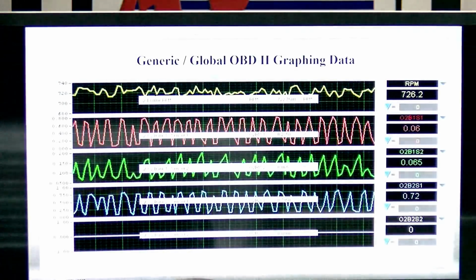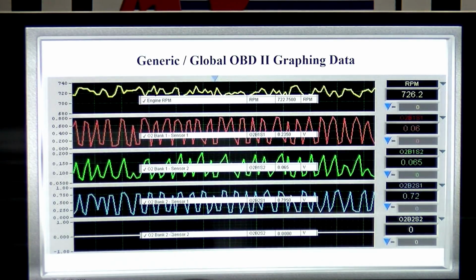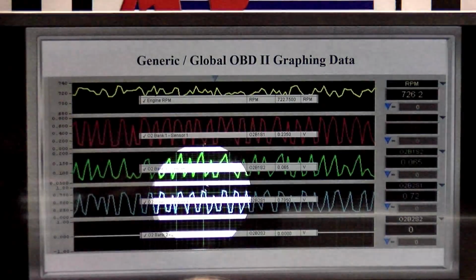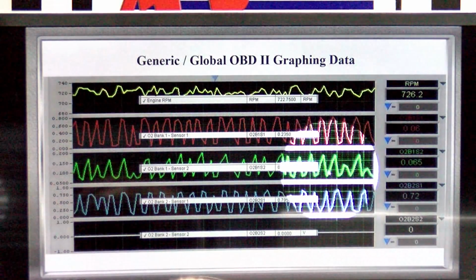And how about bank 2, sensor 2? It looks like a flat line. Now looking at that right away, you should tell me this is going to give you what type of code? You got it, a P0420. We should not have the dithering here on the rear O2, okay?